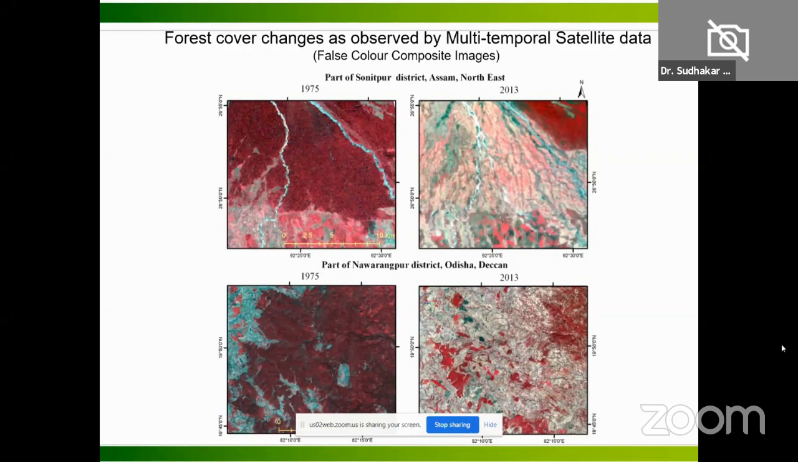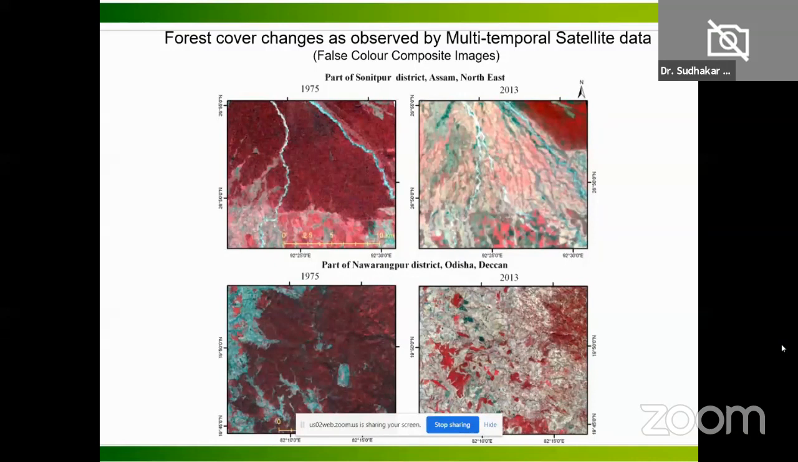Here I'm showing four images. At the top, I'm showing part of an image of the Sonitpur district of Assam. The top left one is the 1975 satellite imagery for part of Sonitpur district, and for the same area in 2013, there is a drastic change in color. Here, the red indicates the forest vegetation. Earlier I said that in the near infrared, vegetation reflectance values are very high. So by using the near infrared, we can discriminate dense vegetation, open vegetation, agricultural vegetation, grassland, and other classes. Between 1975 and 2013, more than 90% of the forest cover is lost in this given image chip.